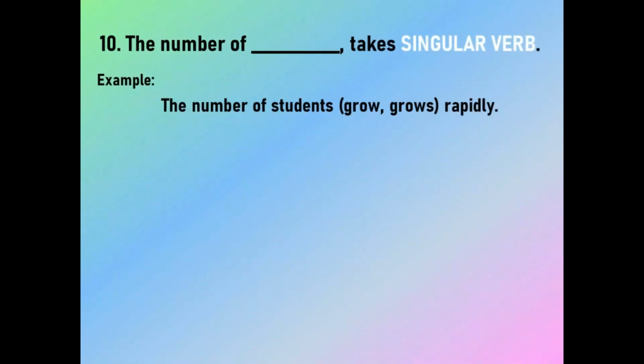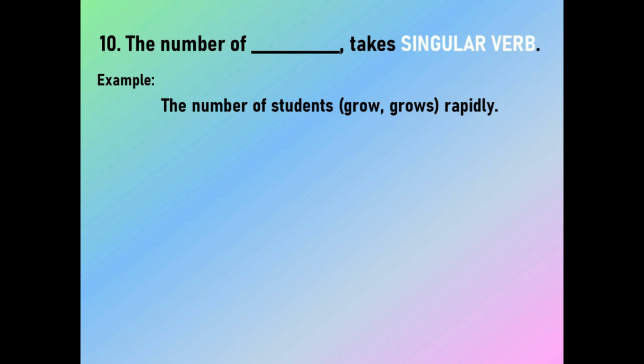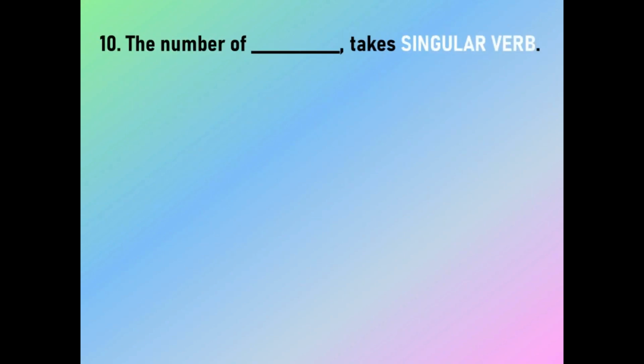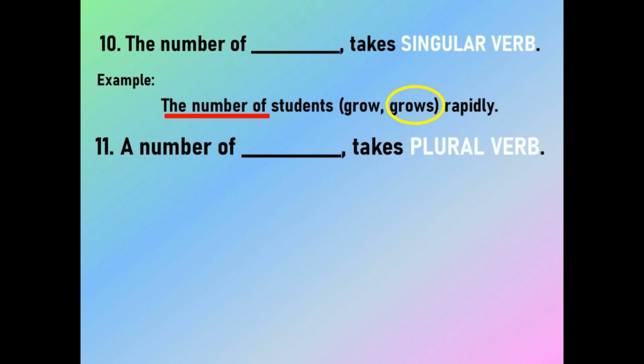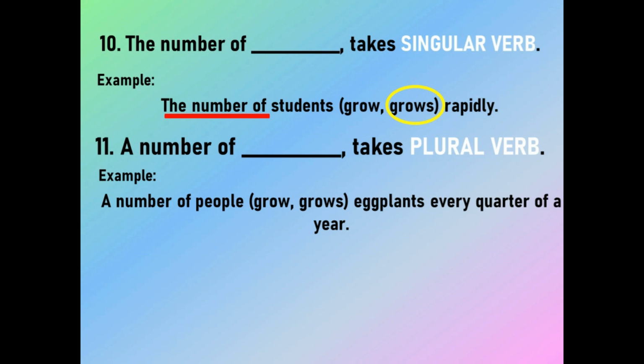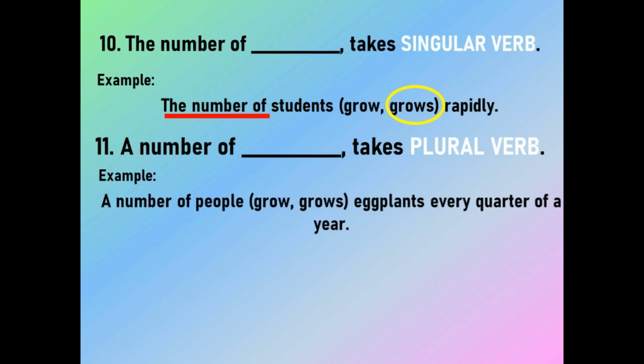The number of takes a singular verb. Example: the number of students grows rapidly. So we are going to use grows with the phrase the number of. A number of takes a plural verb. Example: a number of people grow eggplants every quarter of a year. A number of there should be used as plural in form and takes a plural verb, grow.